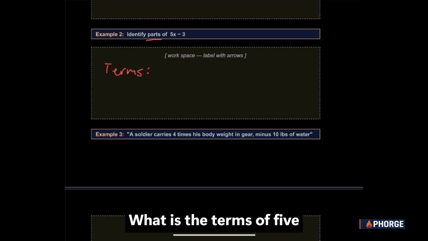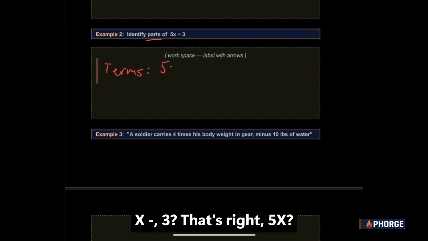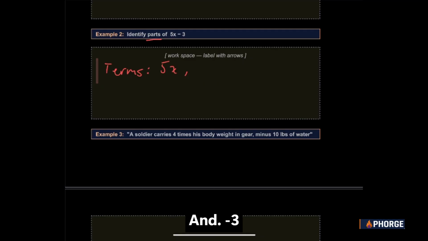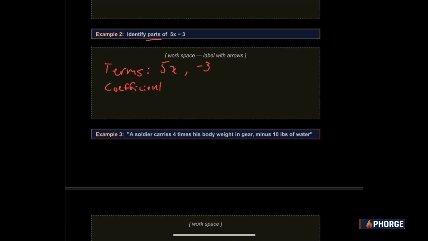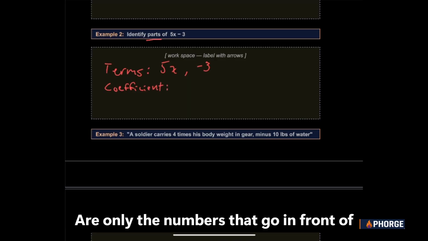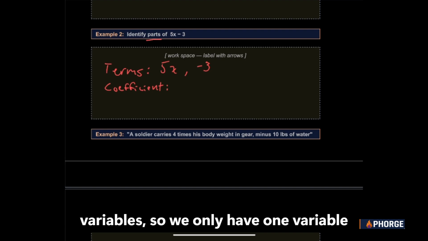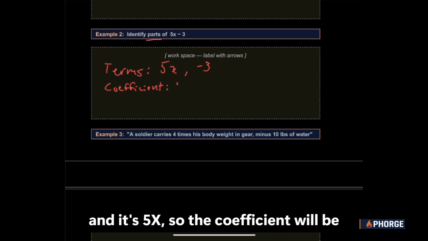What are the terms of 5x minus 3? That's right, 5x and minus 3. Okay, let's look at coefficients. So remember, coefficients are only the numbers that go in front of variables. So we only have one variable, and it's 5x. So the coefficient will be 5.